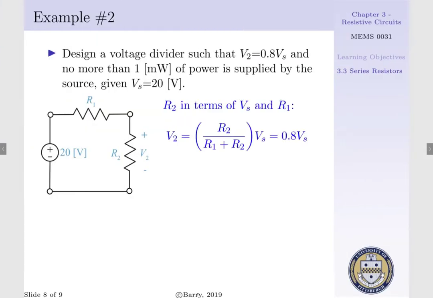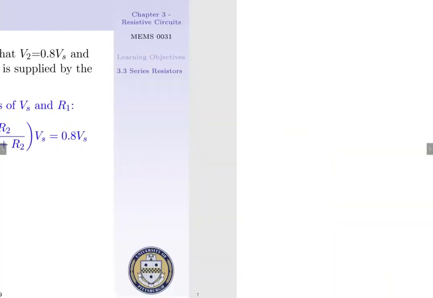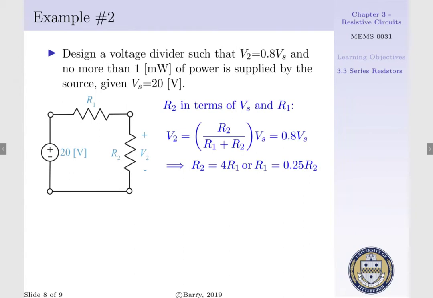That is to say, our voltage potential across R2 would be equal to our resistance R2 per the sum of our resistances in series, R1 and R2, times our source voltage. This quantity has to be equal to 0.8 Vs, as given by our design statement. We can solve for R2, which is equal to 4R1, or we can express R1 in terms of R2, such that R1 is equal to 0.25 R2.